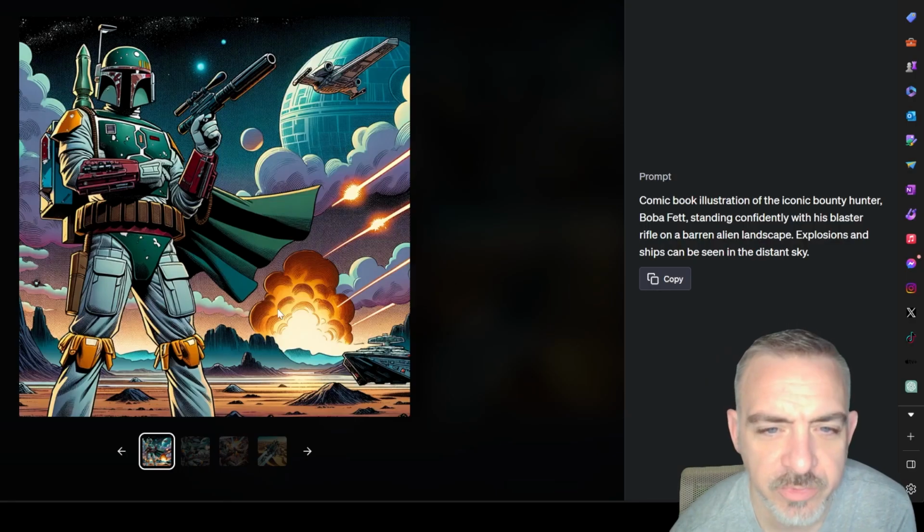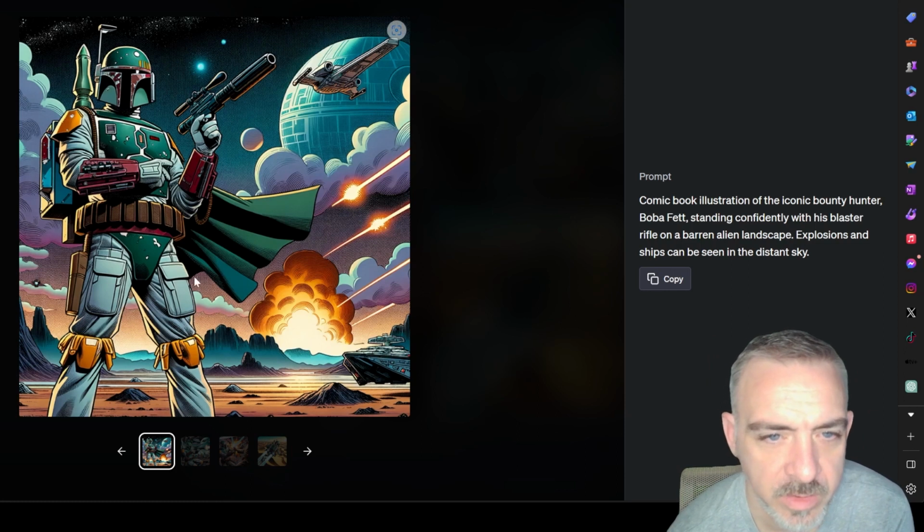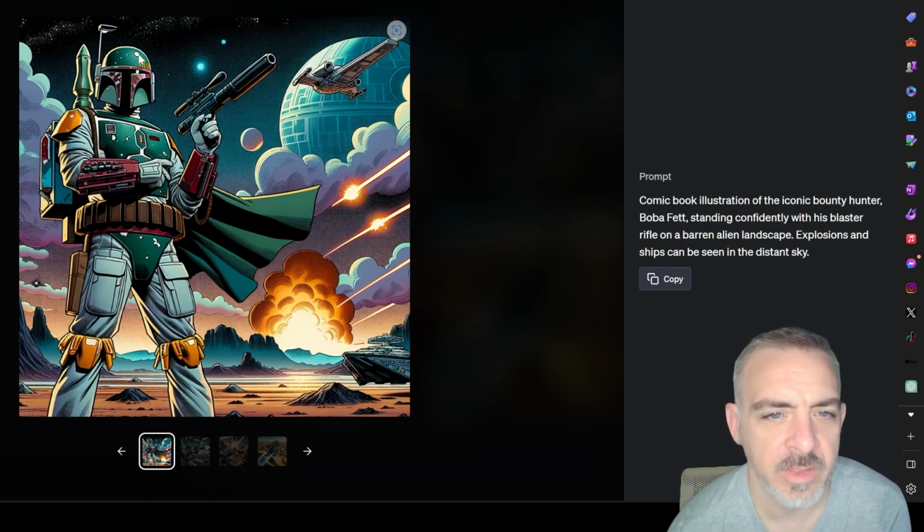All right, so this is what we got from ChatGPT. I actually really like this image. This has a very, very comic book feel to it. No dent on the helmet, but I'll take it because the rest of the image is really good looking. There's a Death Star in the background. I'm not sure which ship this is. This is a cool looking image though.